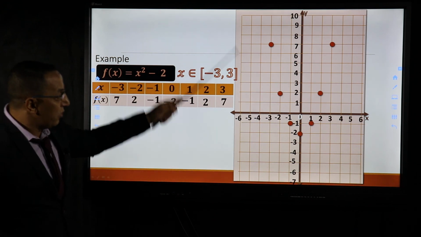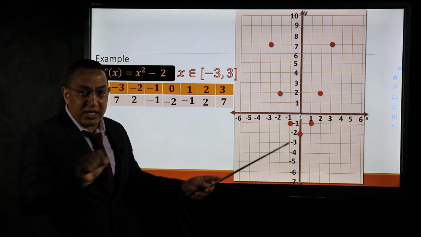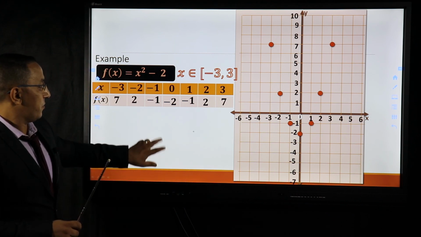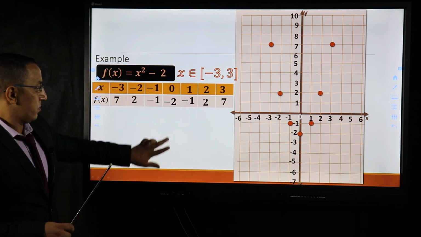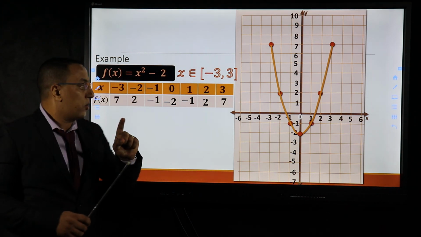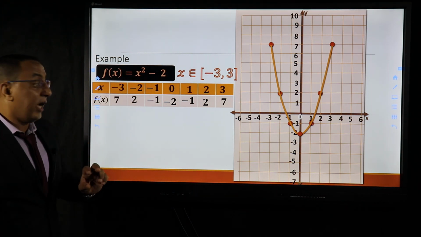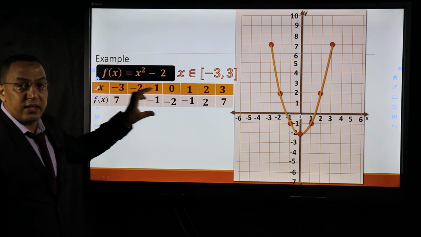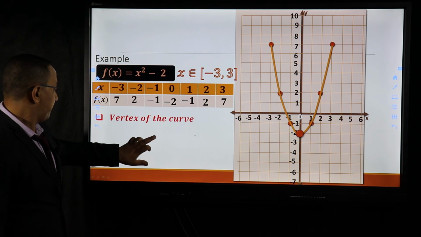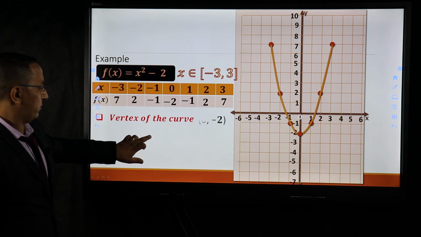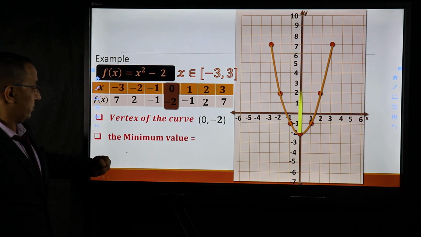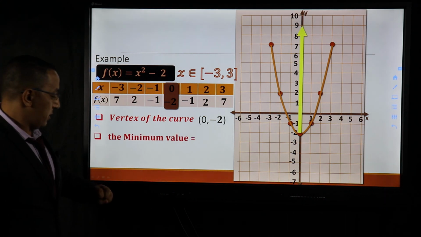And then I'm going to connect them by hand like this, to give me this curve, which is called a parabola. I can find this table by using the calculator like this. Okay, let's stop.